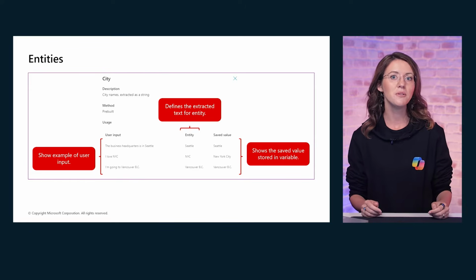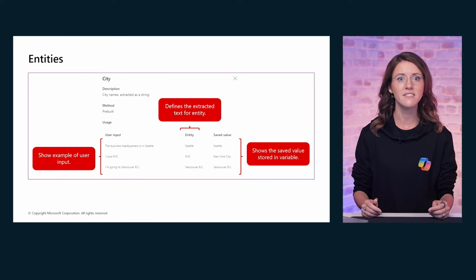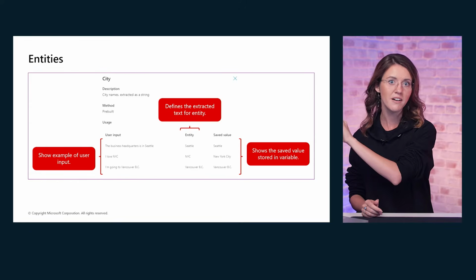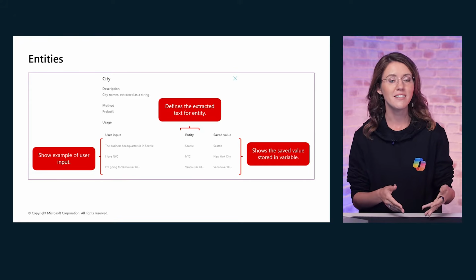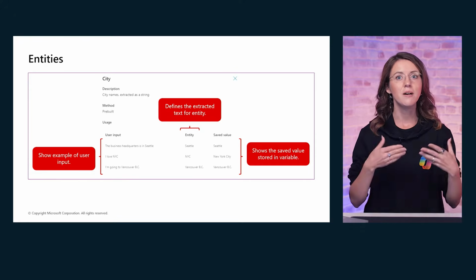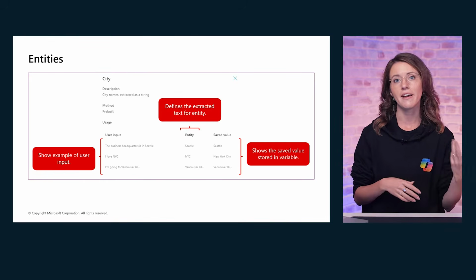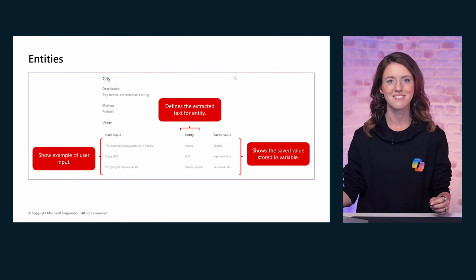In summary, NLU helps identify user intent and route them to the correct topic, while entities allow the agent to recognize and save relevant information, making the interaction more accurate and personalized.